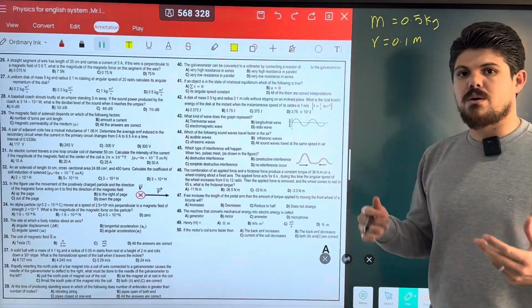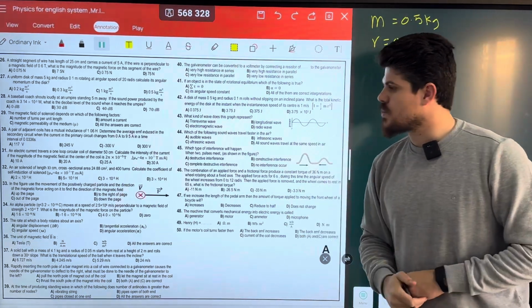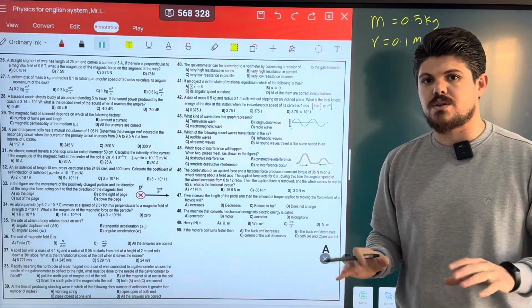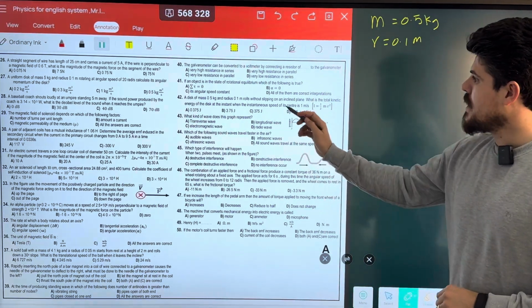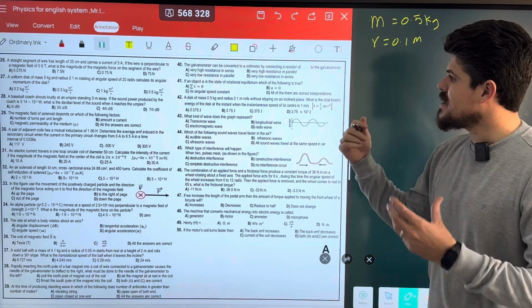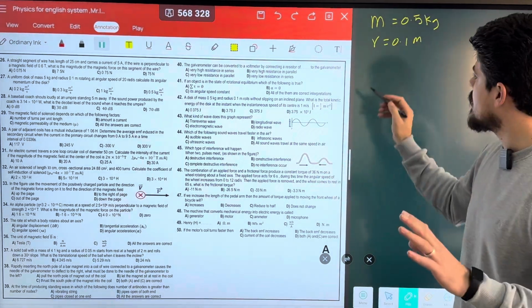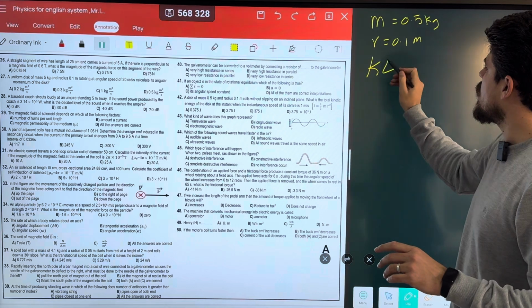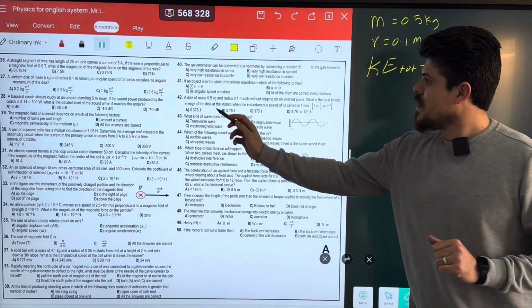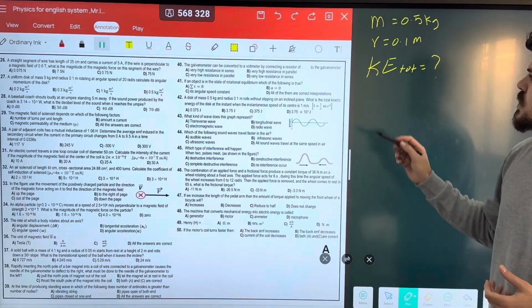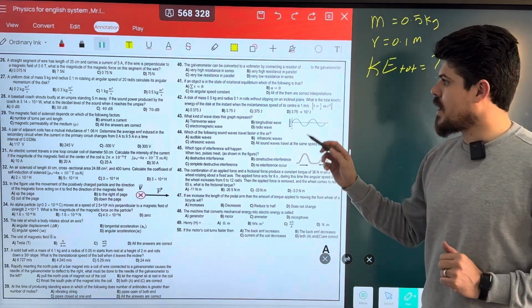What do you mean by without slipping? It means that this ramp or this incline is a rough surface. This is not smooth. The object does not slip on an inclined plane. What is the total kinetic energy? What is unknown? Total kinetic energy is unknown for the disc. What is our shape? Our shape is a disc here, okay?